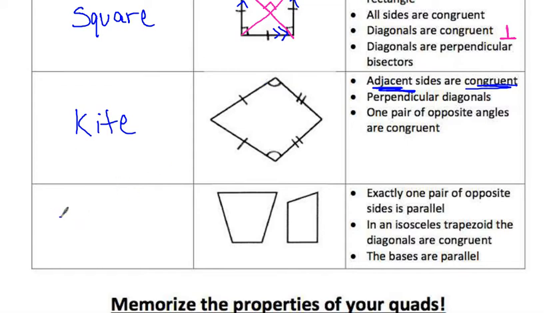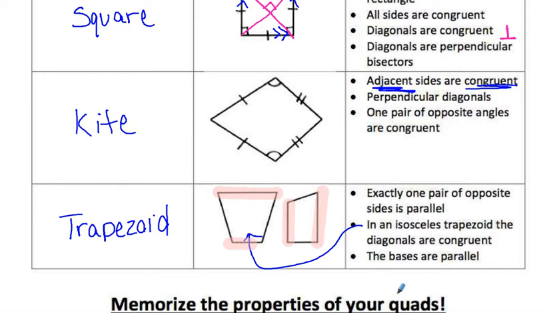And the last shape is the trapezoid. And this one right here is actually called an isosceles trapezoid. So in an isosceles trapezoid, that's this one. It's like an isosceles triangle with the top cut off. So there's one pair of parallel sides in a trapezoid. So it's the top and the bottom piece, or in this case, it's the left and the right piece. And the bases are parallel to each other.